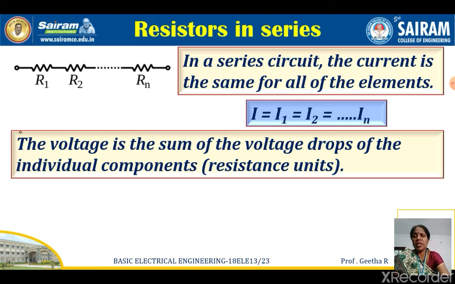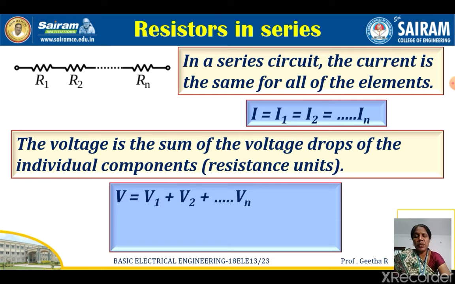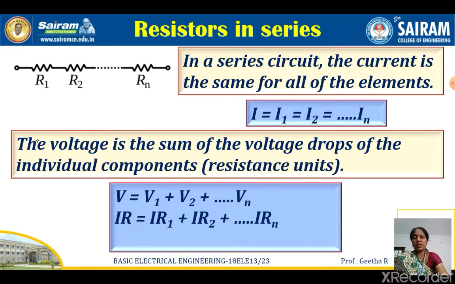The voltage is the sum of the voltage drops of the individual components. The total voltage is nothing but the sum of the drop across R1, drop across R2, similarly the sum of the voltage drop of all the individual components. So you can write the voltage V is equal to V1 plus V2 plus V3, similarly up to Vn, where V is equal to the product of I into R.